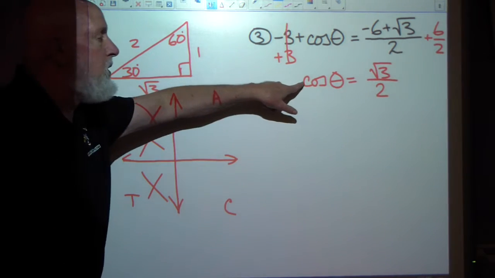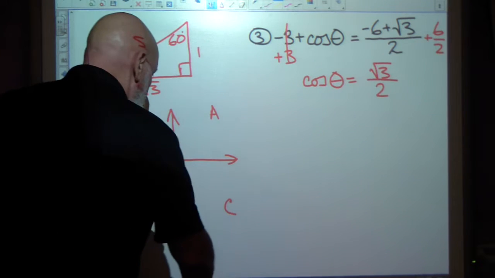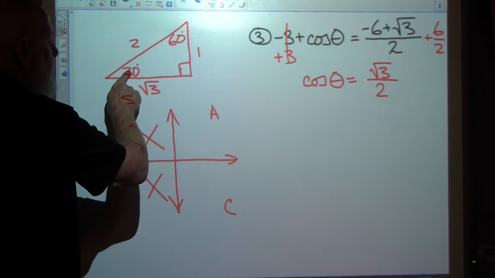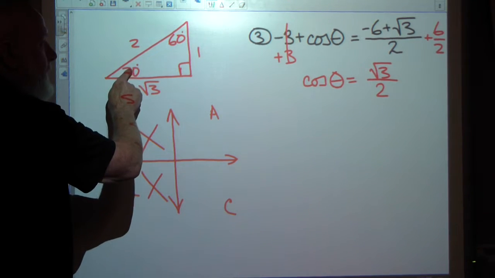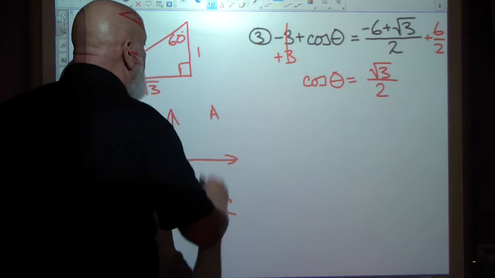So I'm dealing with cosine, which is defined as adjacent over hypotenuse. So if I go from a 30-degree perspective from this angle right here, radical 3 over 2 is exactly what I'm looking for if I take the cosine of it. So my reference angle is 30 degrees.